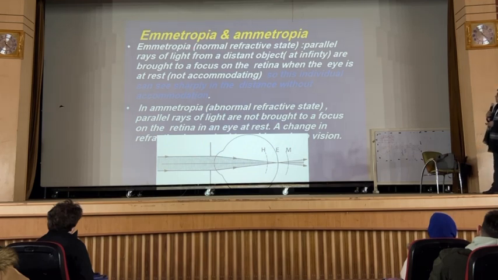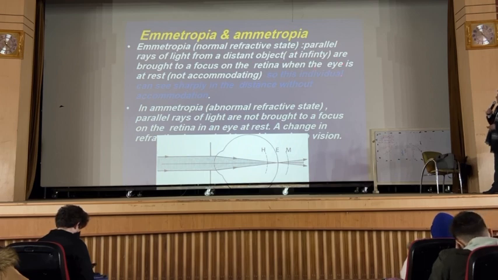So emmetropia is the normal refractive state. In emmetropia, parallel rays of light from a distant object at infinity are brought to focus on the retina when the eye is at rest. So this individual can see sharply in the distance without accommodation.